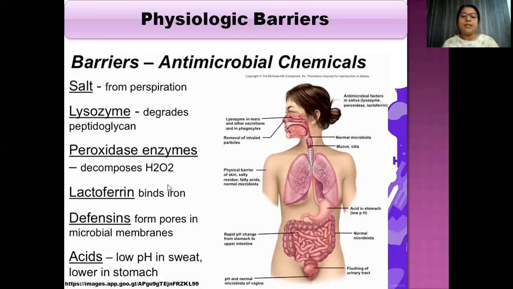Defensin forms pores in the microbial membrane. Defensin is also a kind of chemokine. It binds and forms pores in the microbial membrane so that there is a salt imbalance in microorganisms. Acids, low pH in sweat or in stomach. That means the low pH of skin as well as in stomach helps to fight against microorganisms in a physiological manner.